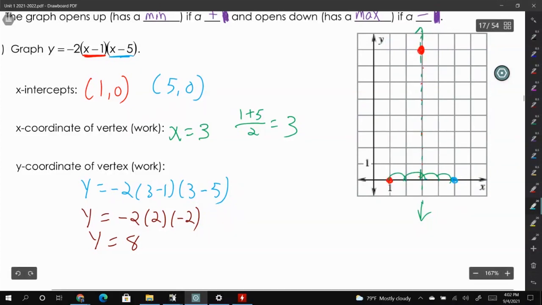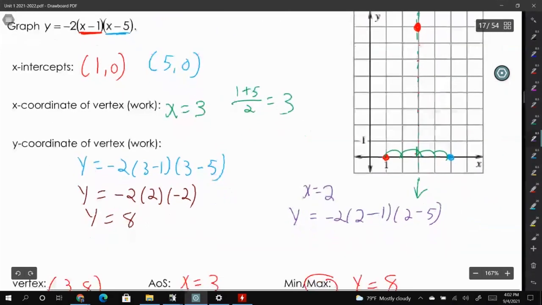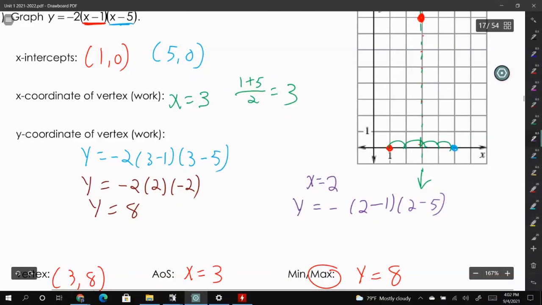So I'm going to pick x equals 2. So x equals 2, and then plug that in. 2 minus 1 times 2 minus 5. Let me fix that. y equals negative 2 times 2 minus 1, which is 1, times 2 minus 5, which is negative 3. So we get positive 6.